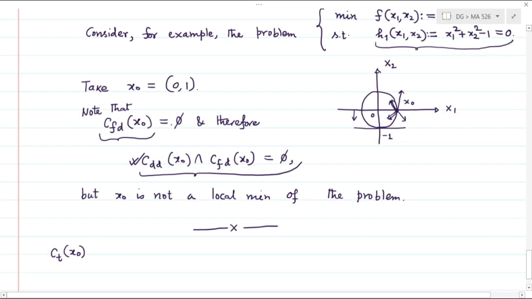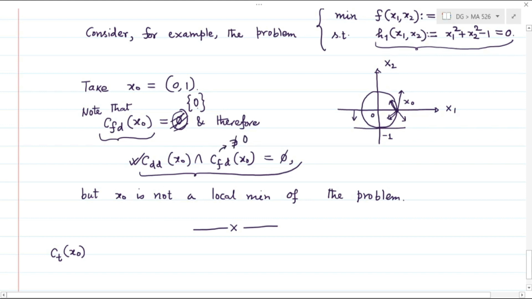I am making a mistake. This is not the null set, because for the feasible set, you know that the cone of feasible directions always consists of the null vector. But CDD cannot consist the null vector, it does not include the null vector, and therefore this intersection is indeed null.